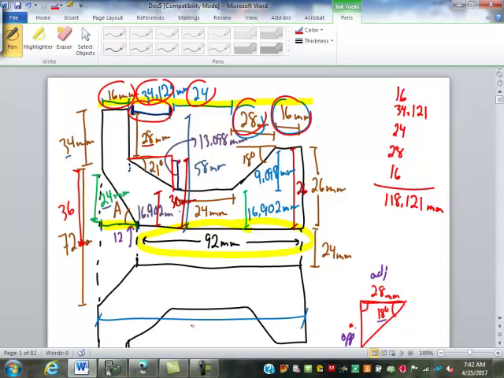So the whole distance here is 118.121 millimeters. If I subtract 92 from that, I'm going to get this distance of 26.121 millimeters. So now I can look at that triangle, and find angle A. I'm going to pull it out.